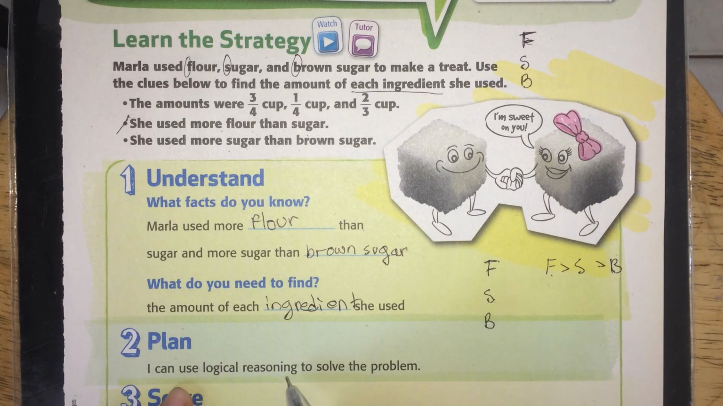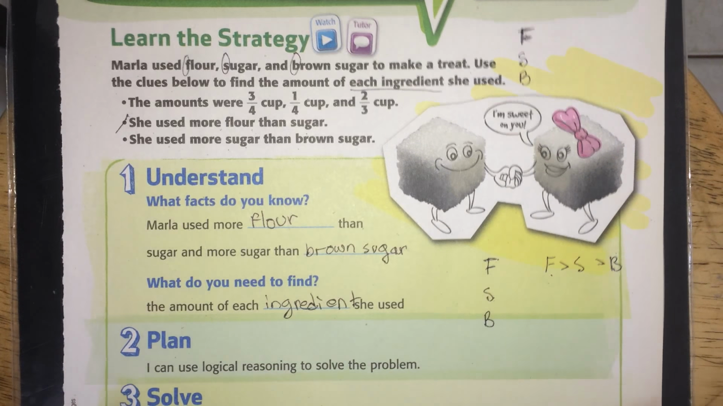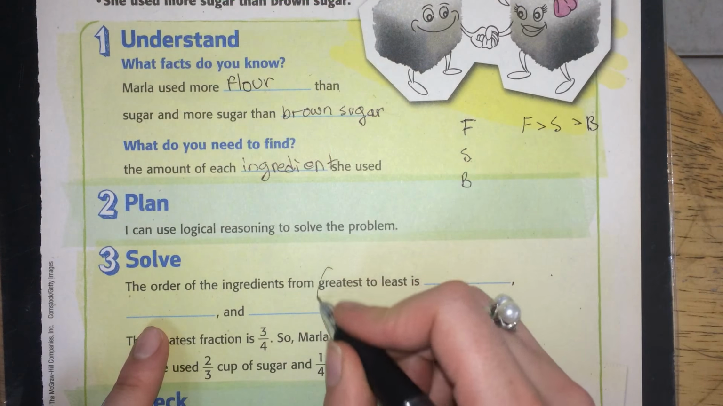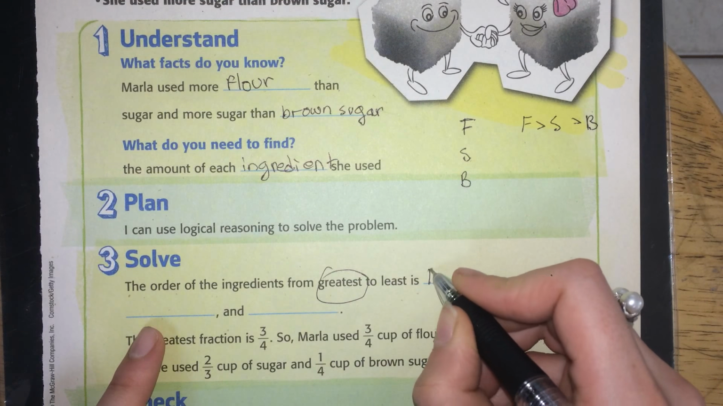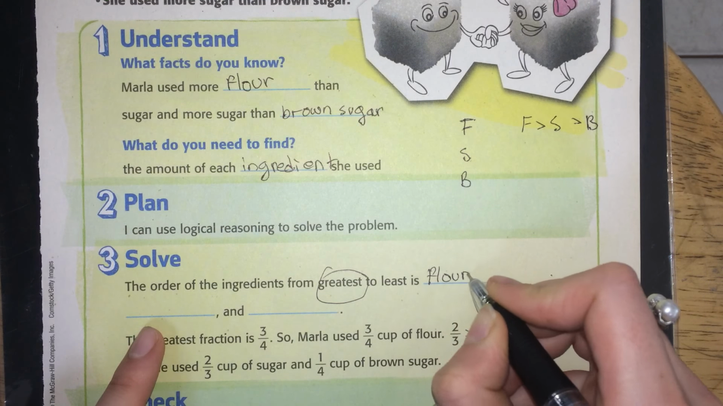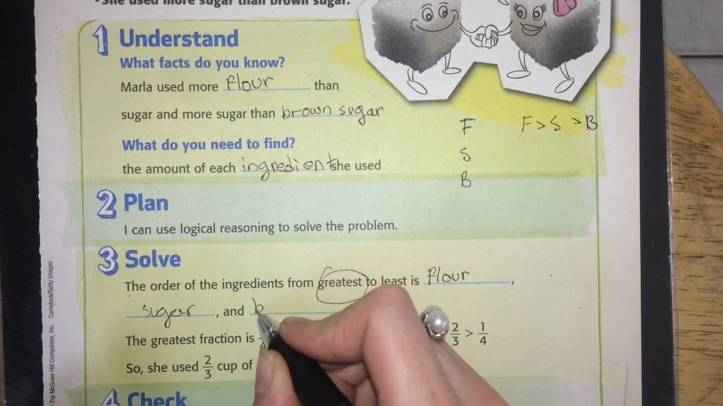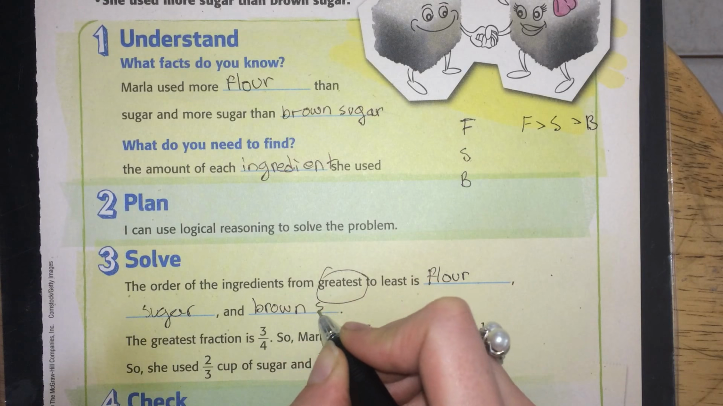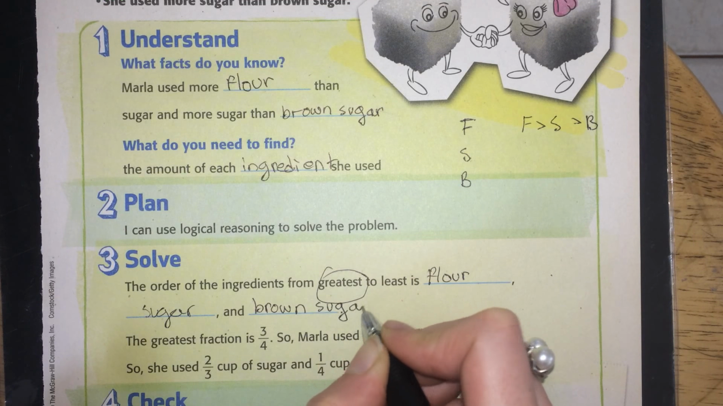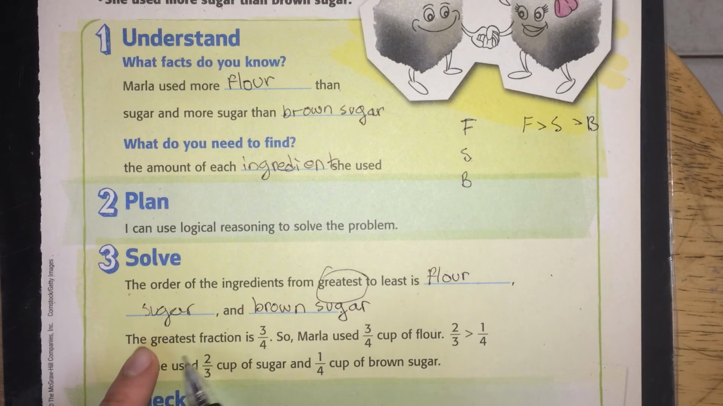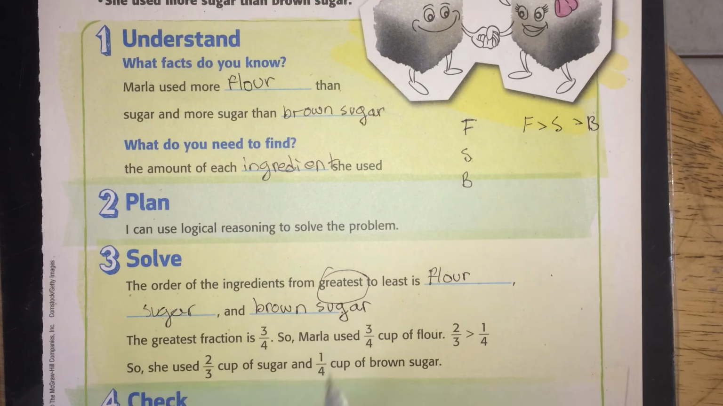Okay, plan. I can use logical reasoning to solve the problem. Solve. The order of ingredients from greatest to least is flour, sugar, brown sugar. The greatest fraction is 3/4. Okay, how do we know that?